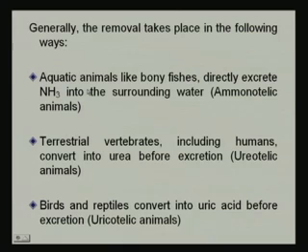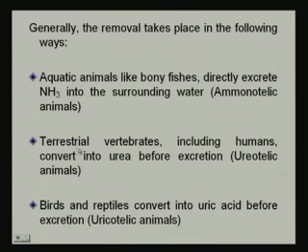In the case of aquatic animals, mainly bony fishes, they directly excrete ammonia into the surrounding water, and this group of animals is called ammonotelic animals. That means these animals secrete ammonia directly to the surroundings, and it goes out of the body system.